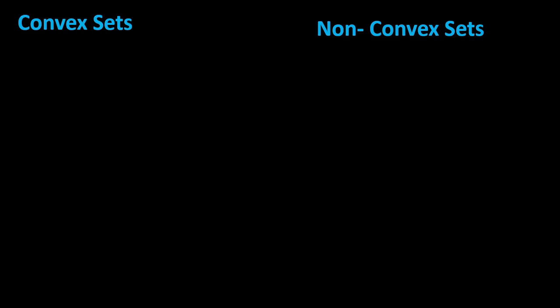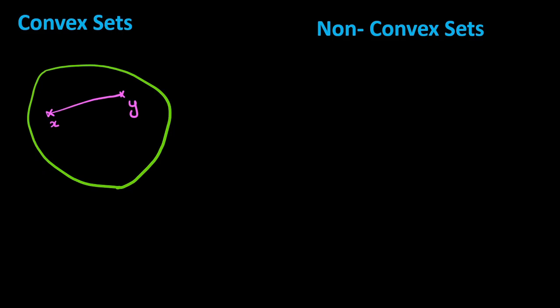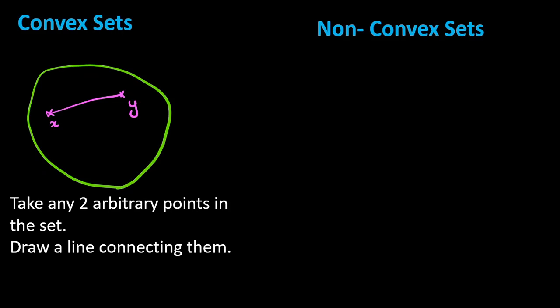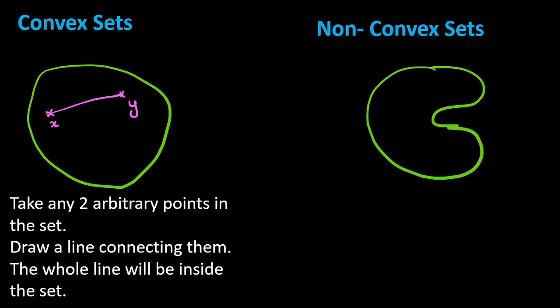And that was function. And what about sets? Convex set and non-convex set. So let's consider this set. Take any 2 points on the set and draw a line connecting those 2 points. And all the points will be inside the set. Okay, take any 2 arbitrary points and draw the line connecting them, and the whole line will be inside the set. And consider another set like this.